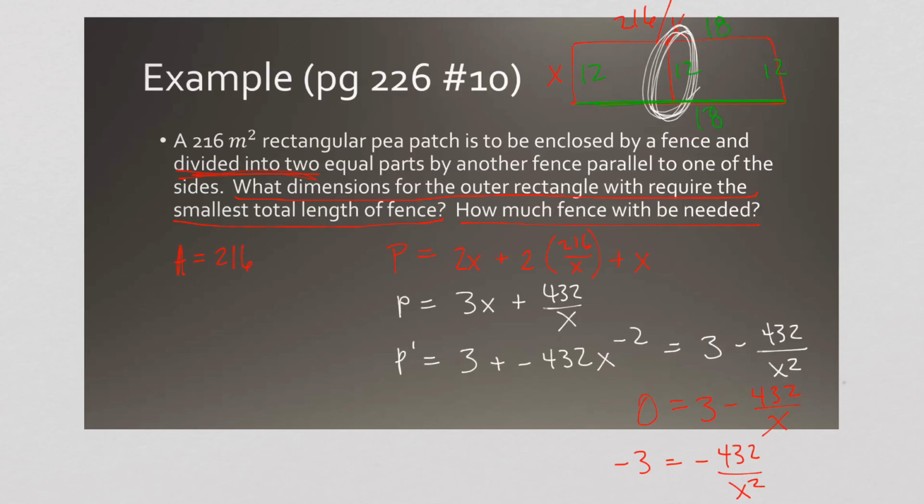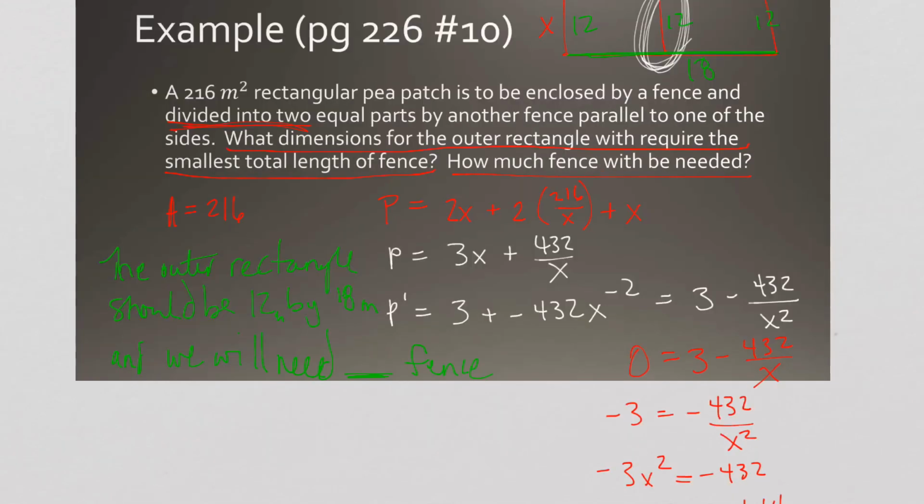So let's answer the question. What dimensions for the outer rectangle will require the smallest total length of fence? Well, the outer rectangle should be 12 by 18 meters, and we will need blank amount of fence. We don't know how much fence we need yet, so we gotta add this all up. I have 2 sections of 18, and I have 3 sections of 12, so 36, and 36 is 72 meters of fence. Okay. You can go back to your perimeter and plug in 12 for each of your x's if you'd like, and that'll give you the same value.